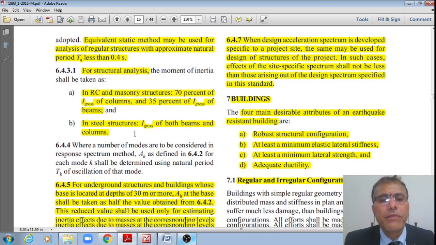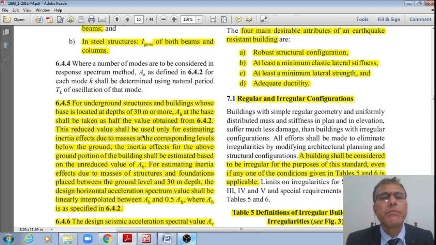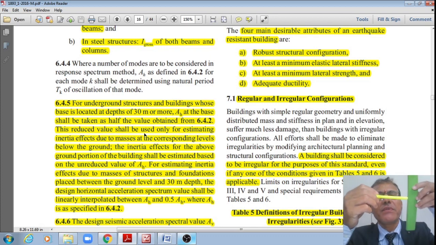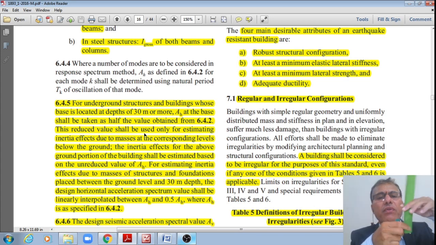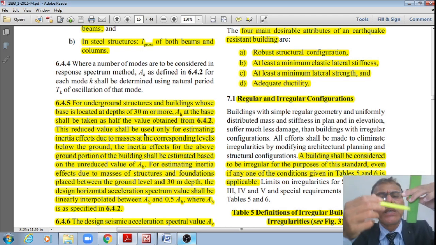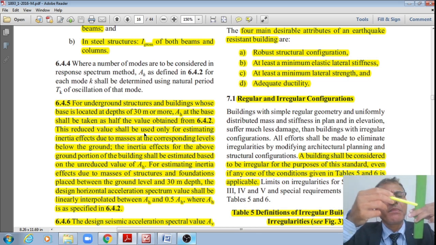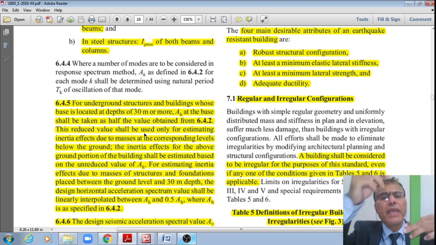Now let us see the next discussion. For underground structures and buildings whose base is located at depths of 30 meters and above, AH at the base shall be taken as half the value obtained from clause 6.4.2. This reduced value shall be used only for estimating the inertia effects due to mass at the corresponding levels below the ground. The inertia effects for the above-ground portion of the building shall be estimated based on the unreduced values of the AH. Above the ground level, unreduced values of the AH only.